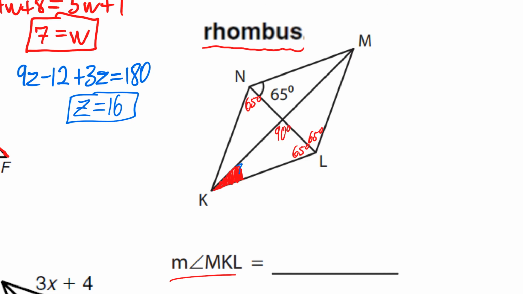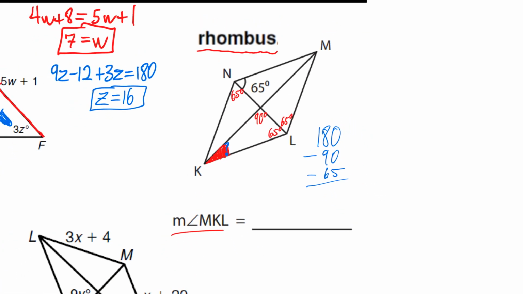So how am I going to find this angle right here now? 180 subtracted by 90 subtracted by 65. Good. So I'm going to take 180 minus 90 minus 65, and that leaves 25 degrees.